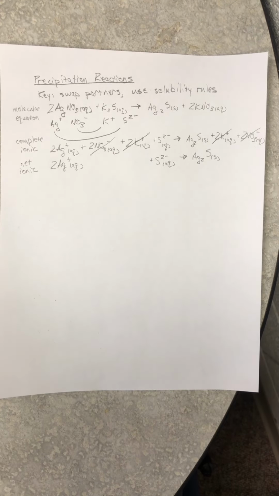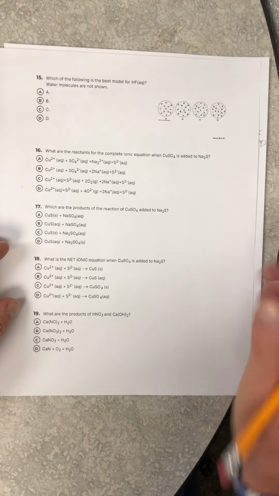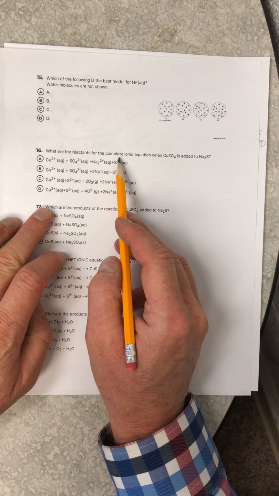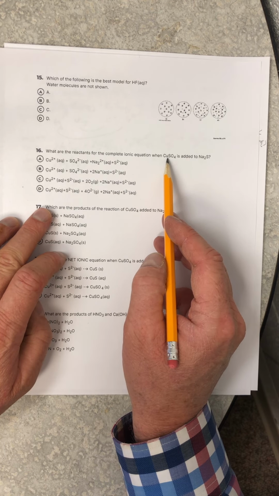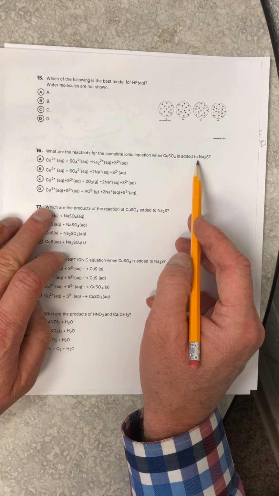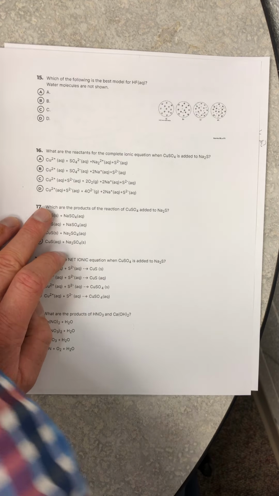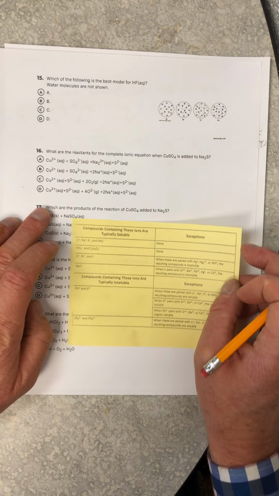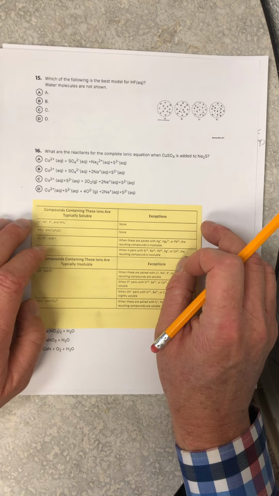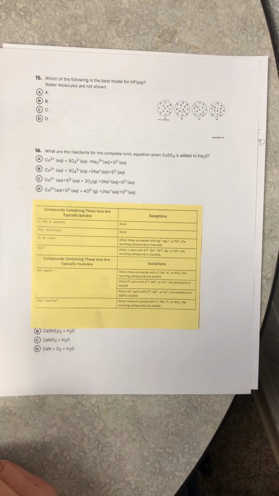All right, let's do another example just for practice. So here I've got a Socrative question. Let's look at number 16. So what are the reactants for the complete ionic equation when Cu sulfate is added to sodium sulfide? You're going to need to memorize your solubility rules, but for now I'll put them there. So go ahead and pause the video and see if you can figure out which one of these is correct for what are the reactants for the complete ionic equation, just the reactants.